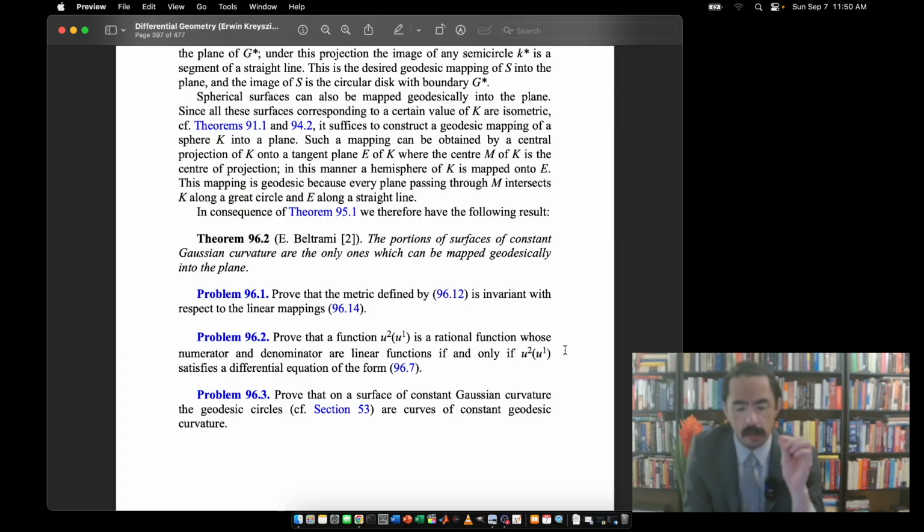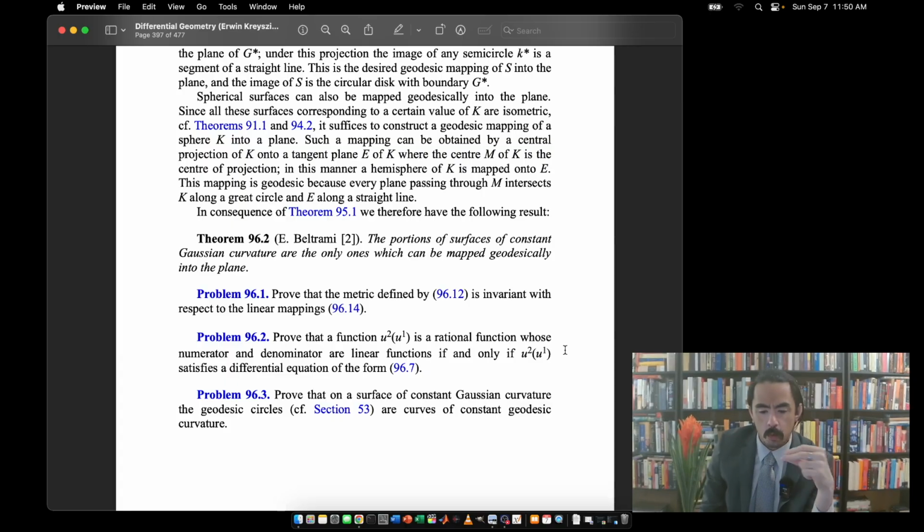In consequence of theorem 95.1, we therefore have the following result, which is the last formal theorem in differential geometry by Erwin Kreisig. Theorem 96.2 by Eugenio Beltrami. The portions of surfaces of constant Gaussian curvature are the only ones which can be mapped geodesically into the plane. And these are the last problems of the book.